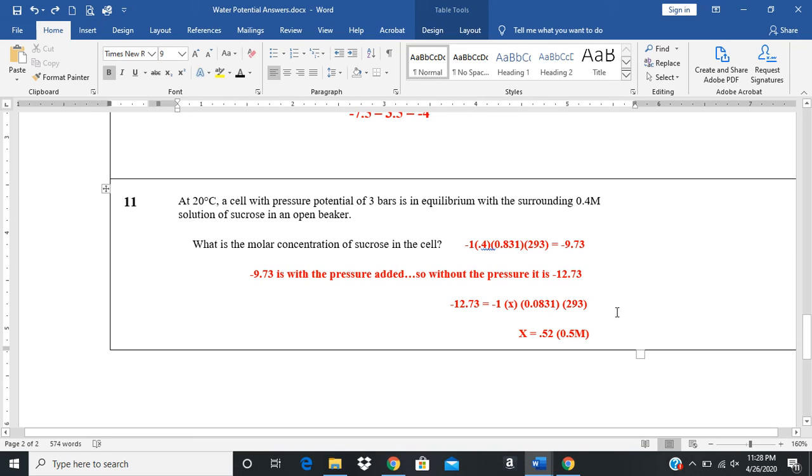I'll give you some wiggle room around 0.5 molar. Okay, and if you plug that in, you'll get negative 12.73. And that's what our molar concentration of the cell can be determined from. Okay, and we figured that out by determining what the actual osmotic potential of the cell was without the pressure.